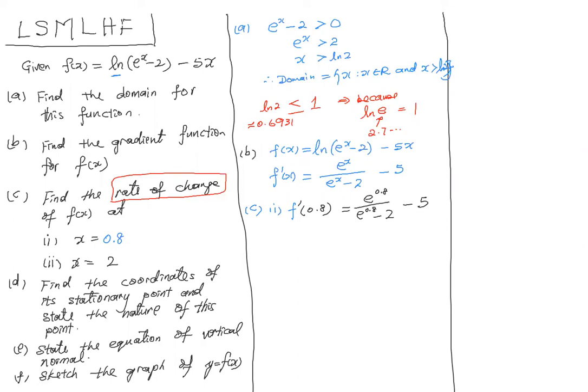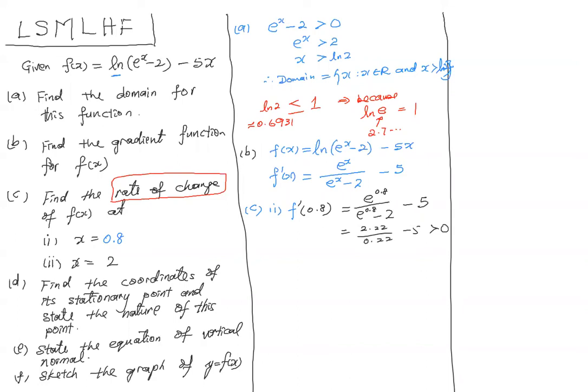So this e to the power 0.8 is 2.2. Okay, so you see, then divide by 0.22. Yep, take away 5. So that's why you got more than 1. Okay, so greater than 0.